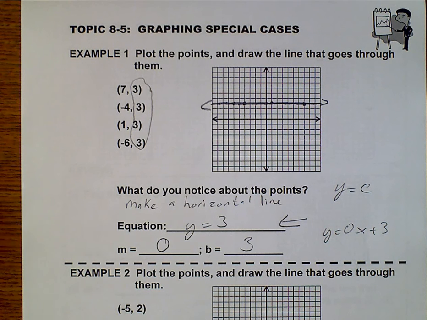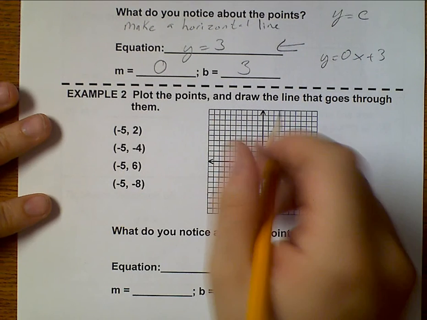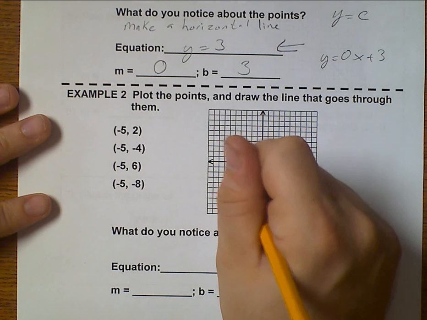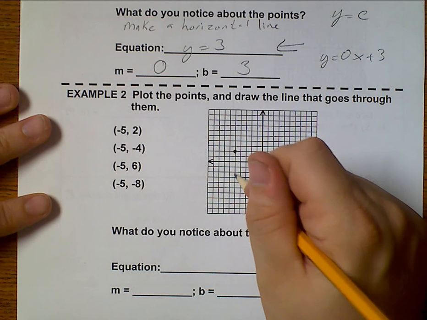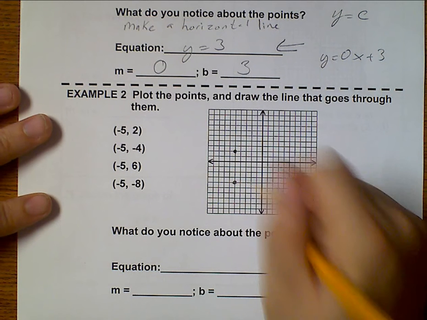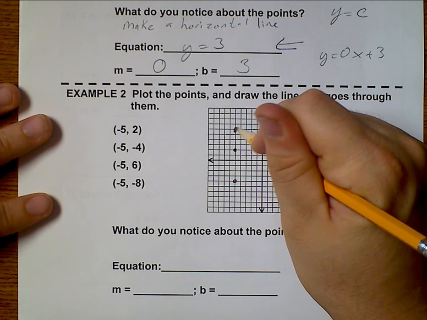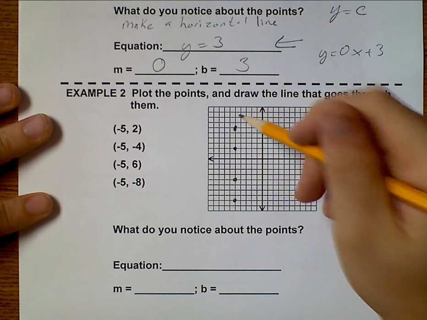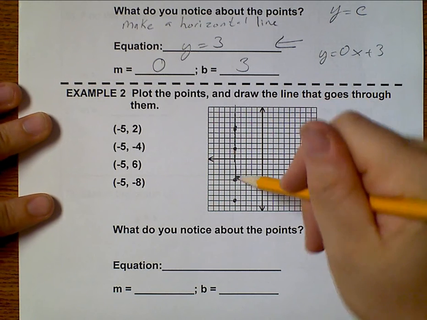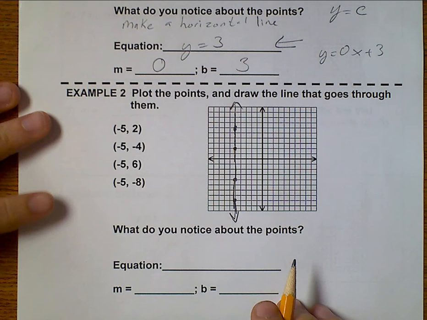Now let's take a look at another special case. Let's go ahead and plot these and see what the case is. Negative 5, 2. Negative 5, negative 4. Negative 5, 6. And negative 5, negative 8. And then I plot that line. And what do you notice about these? Well, they make a vertical line.